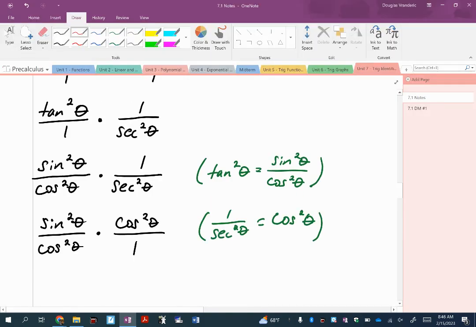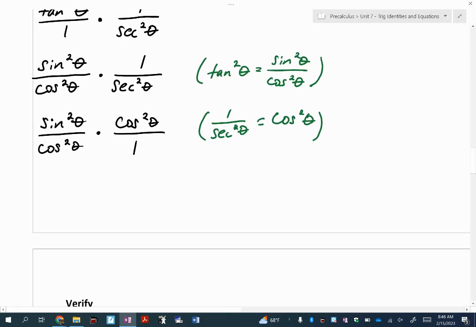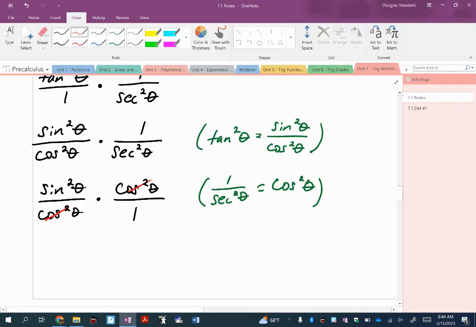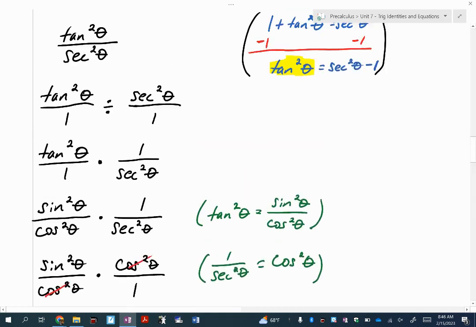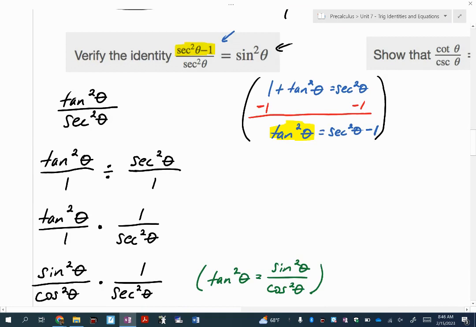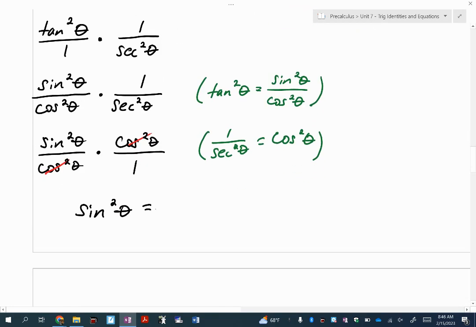And then at this point, you should see that we're now able to cross out, right? Look diagonally. Cosine squared theta will make 1. So my answer is just sine squared theta. I know it's a long problem, but if you look, that is what I wanted in the end. I wanted sine squared theta.